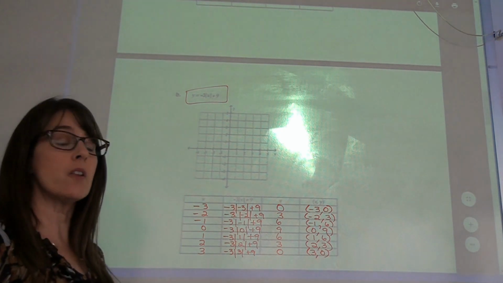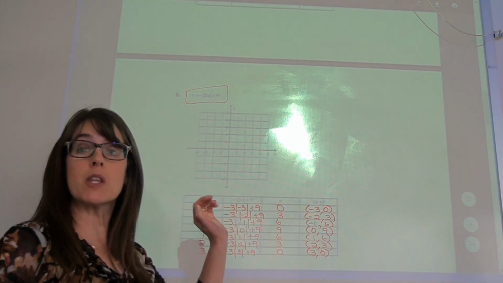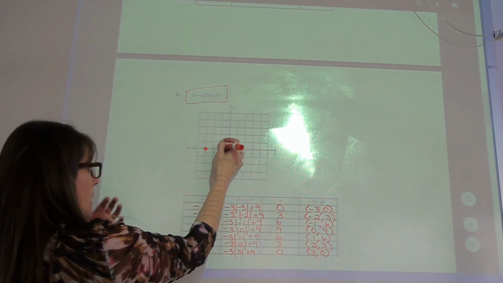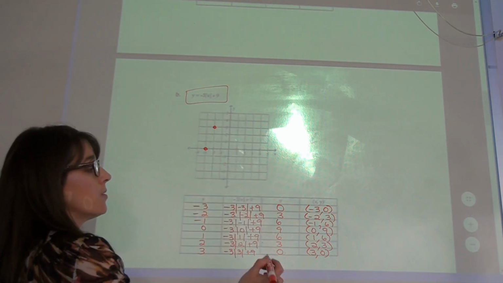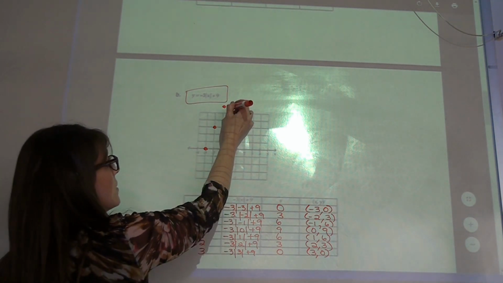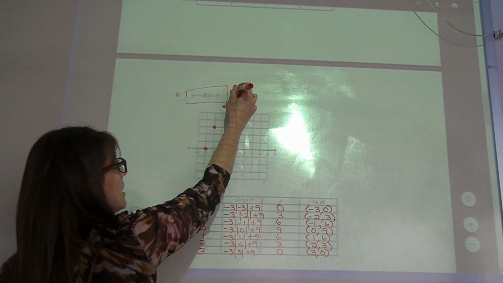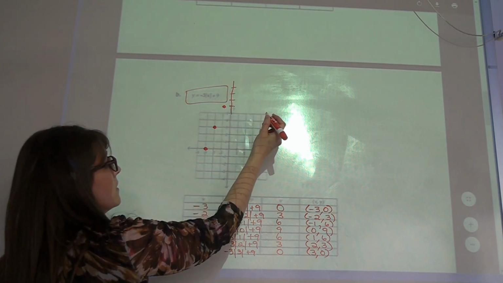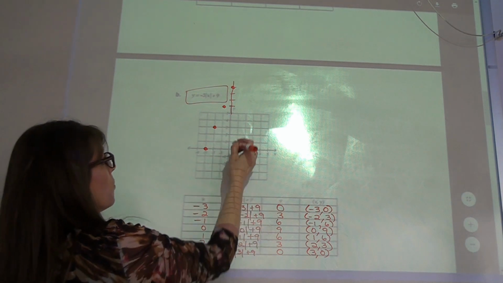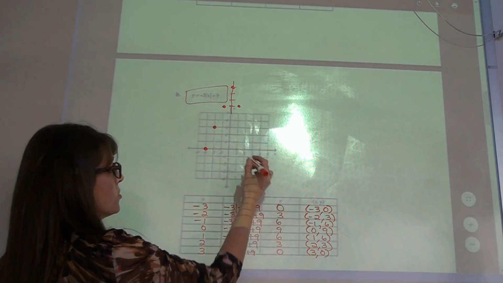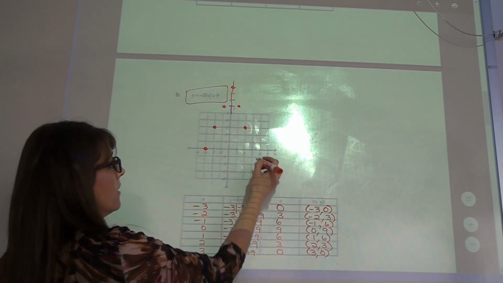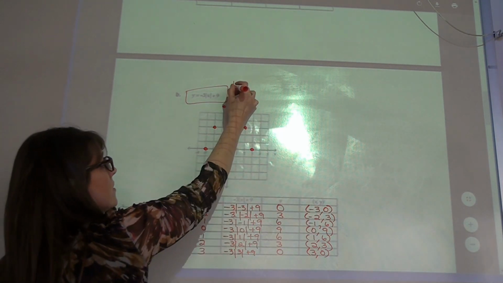And just like in the last one, now I've got all these ordered pairs that I can put on my graph. So negative 3, 0 sits here, negative 2, 3 sits here, negative 1, 6 sits right up here, 0, 9 sits right here, 1, 6 sits here, 2, 3 right here, and 3, 0 right here, and I can connect them.